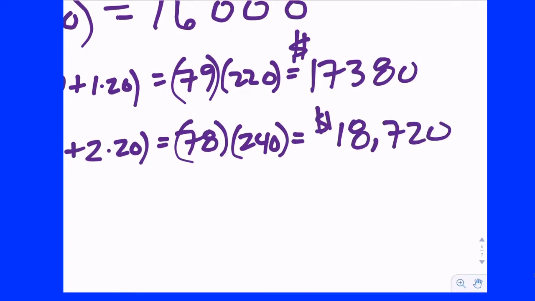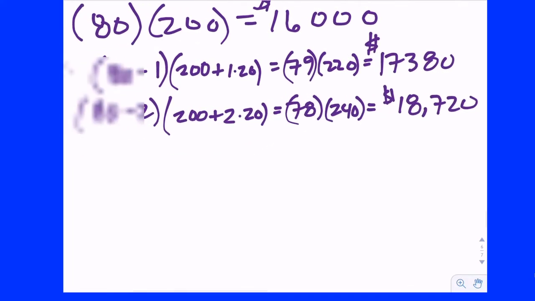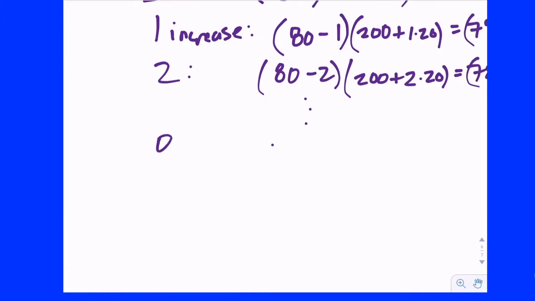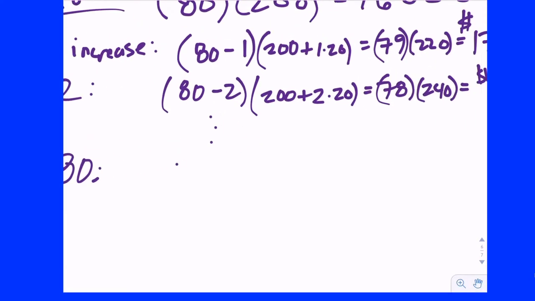Nice. If this keeps up, we're on a roll. We're getting more money every time. So let's see. Will this happen indefinitely? What if I raise the rent 80 times? Because, man, every time I do, it goes up.